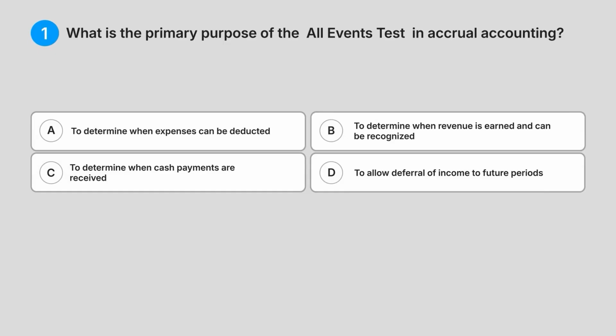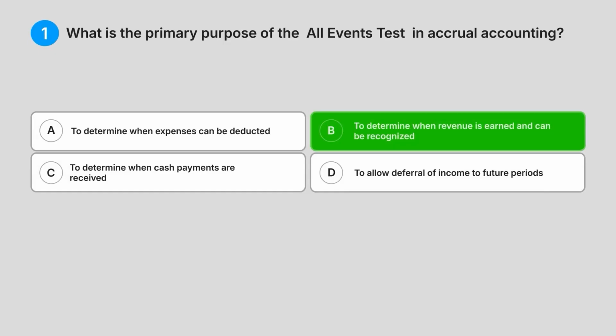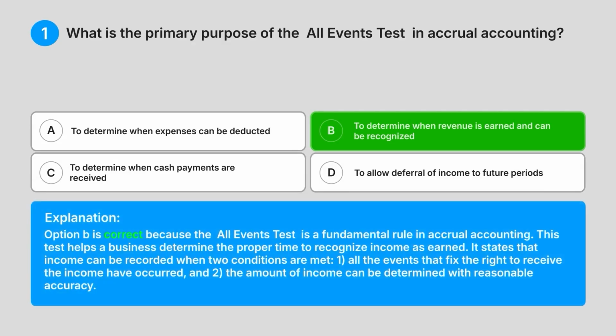Correct answer, B. To determine when revenue is earned and can be recognised. Explanation. Option B is correct because the all events test is a fundamental rule in accrual accounting. This test helps a business determine the proper time to recognise income as earned. It states that income can be recorded when two conditions are met. 1. All the events that fix the right to receive the income have occurred. And 2. The amount of income can be determined with reasonable accuracy.